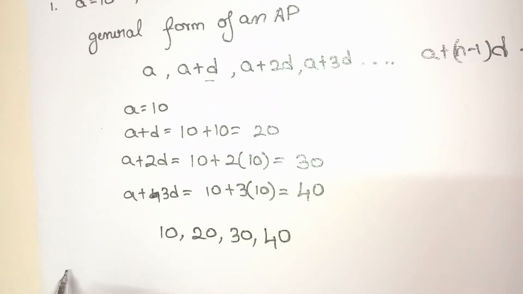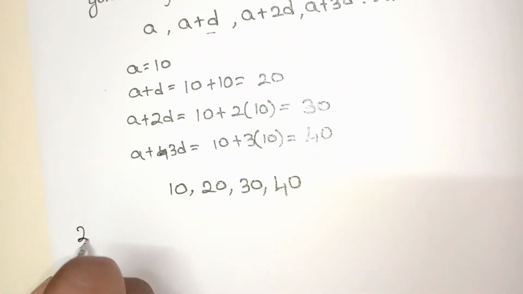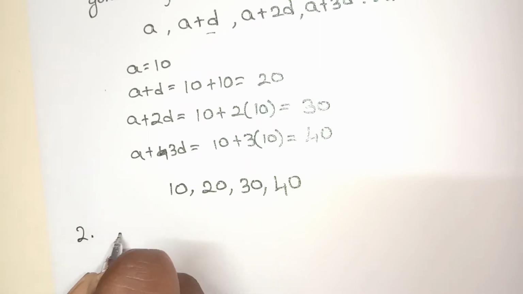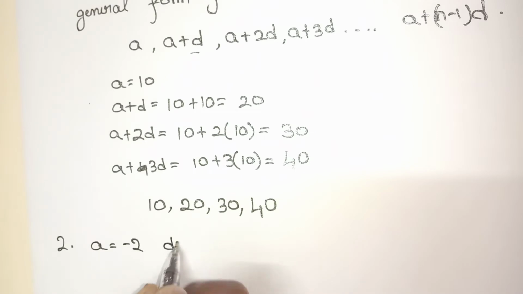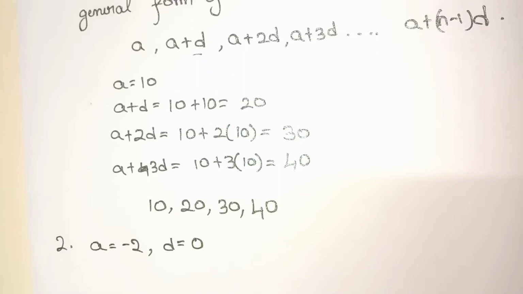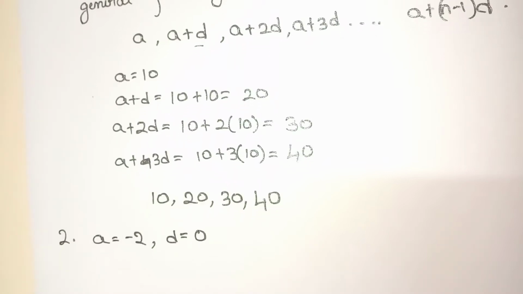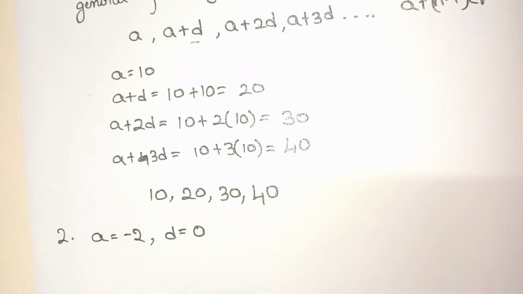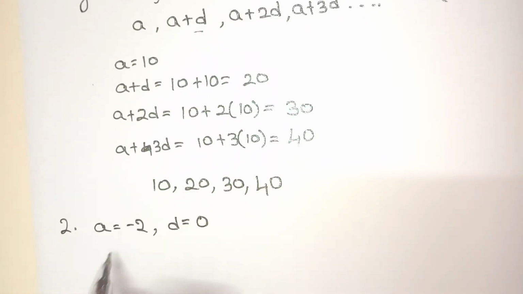Okay, let's go to the second question now. Here it is given that a equals minus 2 and the common difference is 0. I have said in the introduction of the AP video that the common difference can be positive, negative as well as 0, and this is an example where the common difference is 0. So in this case all the four terms will remain the same. How exactly? I'll tell you.